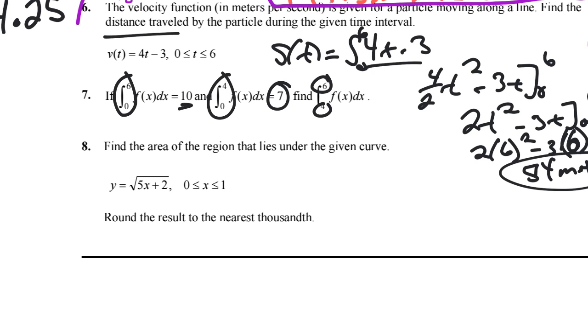So we're just going to take the integral from 0 to 6. I'm not going to write the other stuff behind it. You probably should. Don't do what I'm doing. And subtract them, because that will give us 4 to 6. So that's 10 minus 7 is 3.